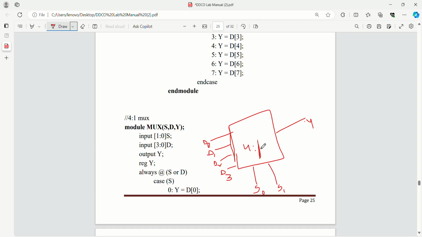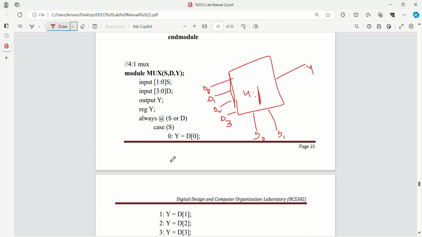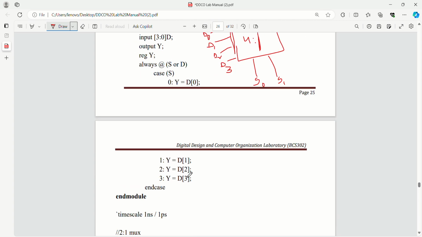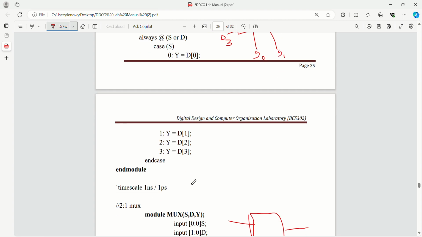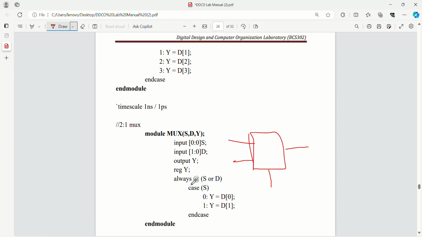Let's see the program of the 4 to 1 multiplexer. Module mux with inputs S and D, Y is the output. Input [1:0] S, input [3:0] D, output reg Y. always @(S or D), case S: 0 is Y equal to D0, 1 is Y equal to D1, 2 is Y equal to D2, 3 is Y equal to D3, endcase, endmodule. The next is 2 to 1.